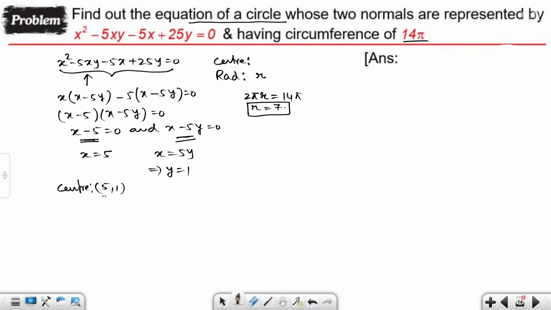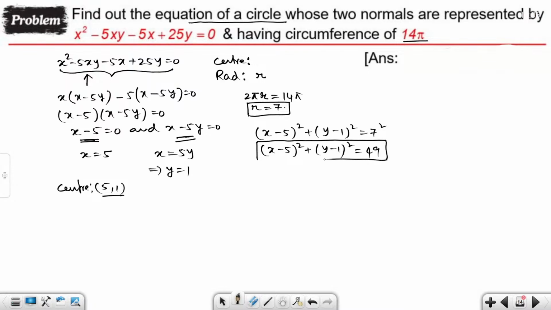So now you know the center, you know the radius, so you know the equation of the circle by using the center radius form. So the equation becomes, is it clear now? You can open the bracket, that's a separate question. But the thing is that this will be the equation of the circle.